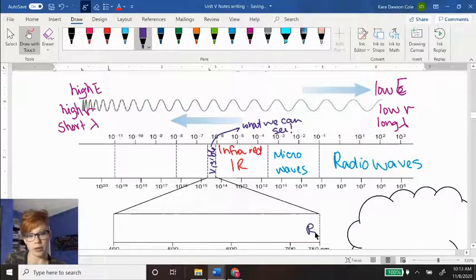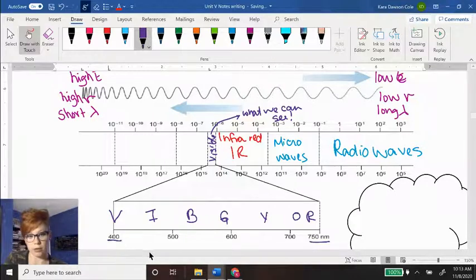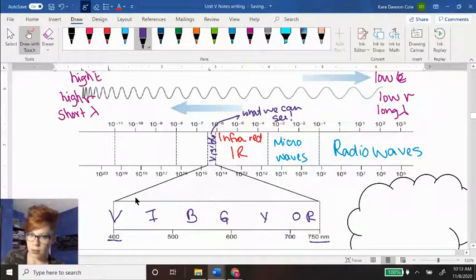So red would be here. You have orange, yellow, green would be right in the middle, blue, indigo, and violet. So your red light is the lowest energy, whereas your violet light is your highest energy that you can see. On the bottom here, you can see that this is from 750 nanometers to 400 nanometers. That is all that we can see.